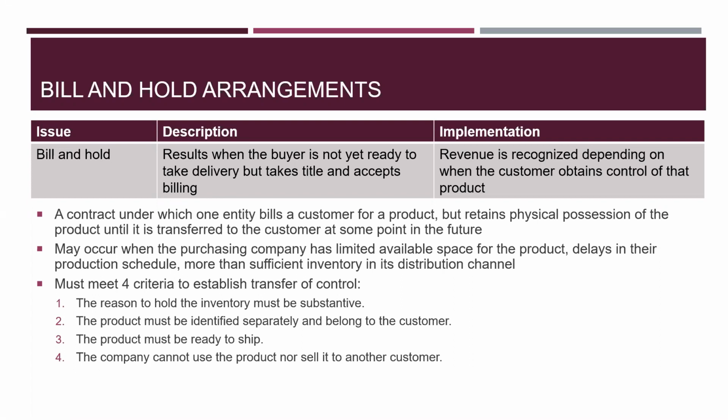The product must be identified separately and belongs to the customer. The product must be ready to ship. And the company, which is the seller, cannot use the product nor sell it to any other customer, which means the product is custom made. It's not easily substitutable. If the product is substitutable, then it does not fall into bill and hold agreement. So the seller can recognize the revenue only if all of those four criteria are met, which will establish transfer of control.